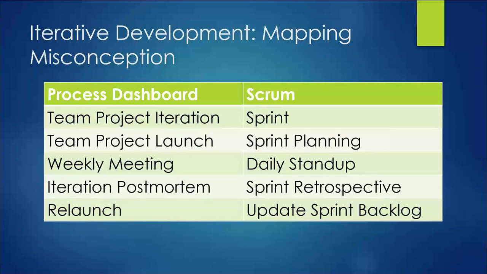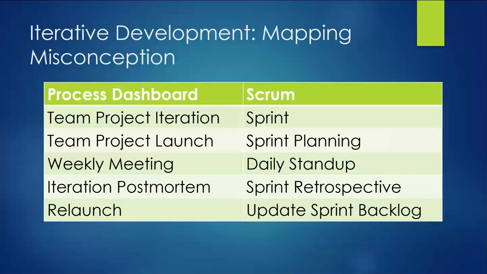So this is one of the misconceptions that I see most commonly. The Process Dashboard supports several of these high maturity concepts that came from TSP, including a team project with iterations. A launch is kind of a planning session that you do at the beginning of a 2 or 3 month long cycle in order to plan out the work for the next increment. And TSP also has things called weekly meetings, iteration postmortems, and relaunches.